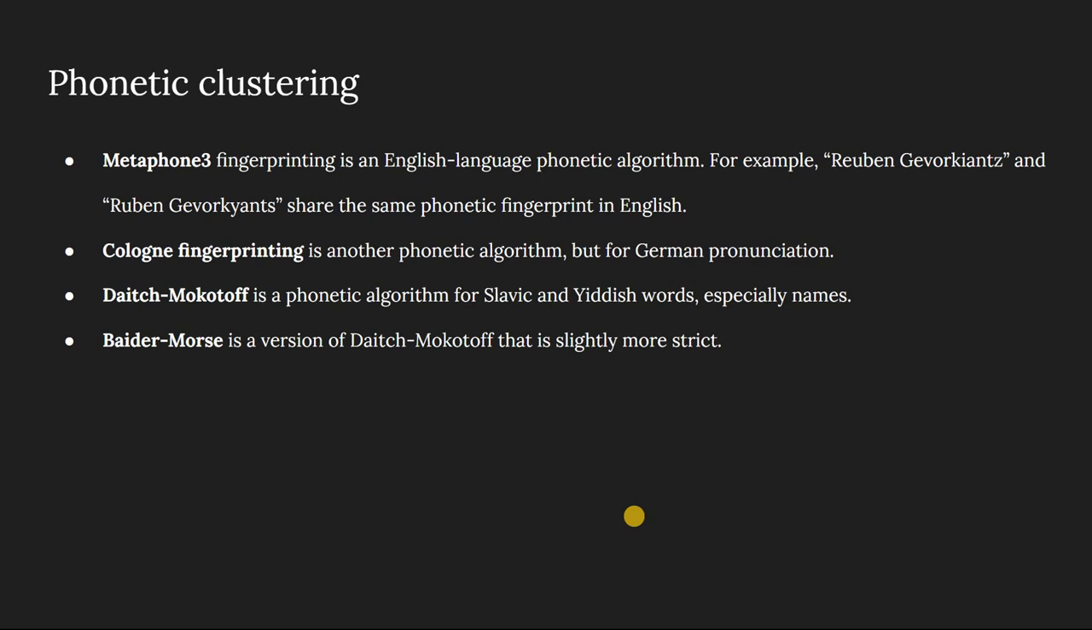Now let's give some examples of these methods. Metaphone 3 fingerprinting is an English language phonetic algorithm. For example, Ruben Jevokiant and Ruben Jevokiants share the same phonetic fingerprint in English. Cologne fingerprinting is another phonetic algorithm but for German pronunciation. Daitch-Mokotoff is a phonetic algorithm for Slavic and Yiddish words, especially names. Beider-Morse is a version of Daitch-Mokotoff that is slightly more strict.